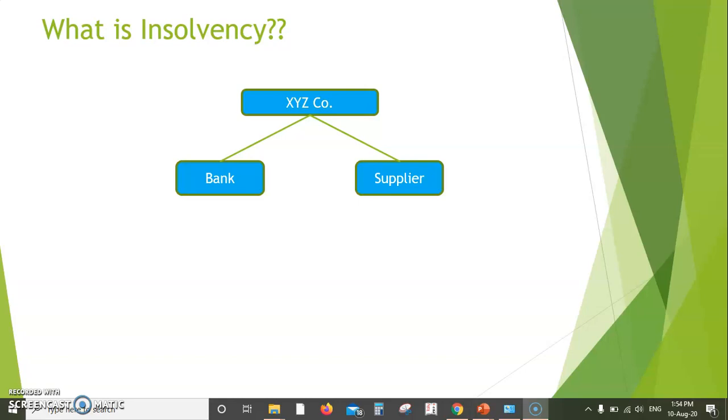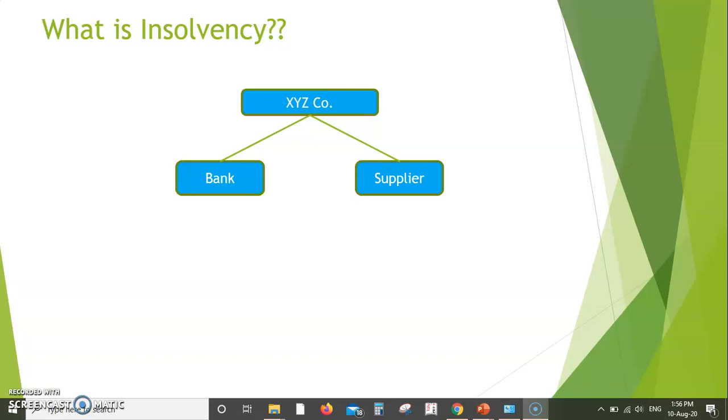Bank is the party to whom XYZ company will go for all its financial requirements, and supplier is the party who will supply XYZ company with all the goods and raw materials it needs. So we now know the relation between all the three parties. So imagine XYZ company goes to the bank and applies for a loan, and the bank provides XYZ company with the financial assistance. And XYZ company goes to the supplier and purchases goods and raw materials on credit.